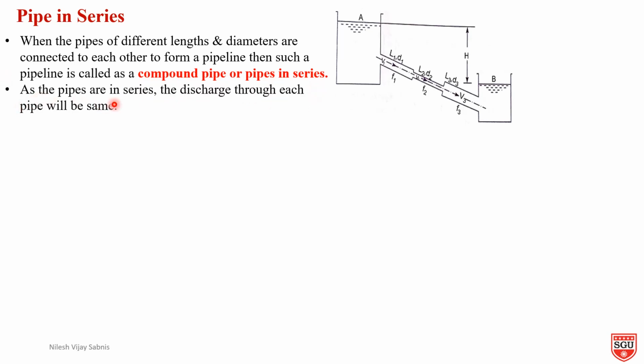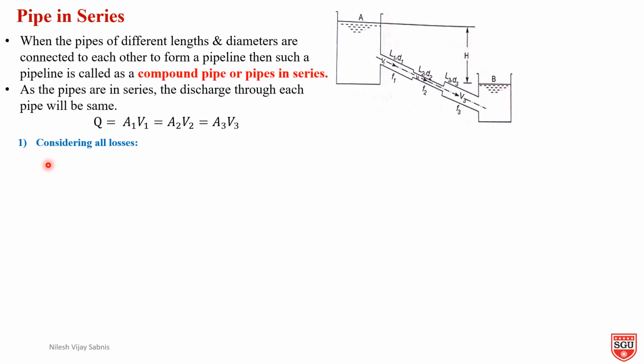As the pipes are in series, the discharge through each pipe will be the same. Q is equal to A1V1 is equal to A2V2 is equal to A3V3. Considering all the losses, there is one pipe which has diameter D1, length L1 and coefficient of friction F1, where V1 is the velocity. Similarly for the other pipes L2, D2, F2, V2 and L3, D3, F3, V3. A is the tank which is at a head H from B.